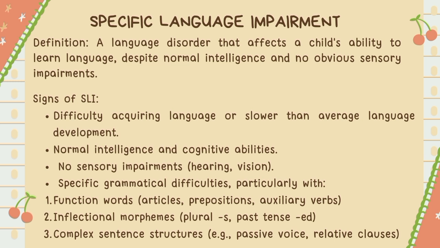And children with SLI, for example, might say "I go store." Though the statement is understandable, it is grammatically incorrect. So children with SLI can still acquire language, but it has impairment or it is delayed.